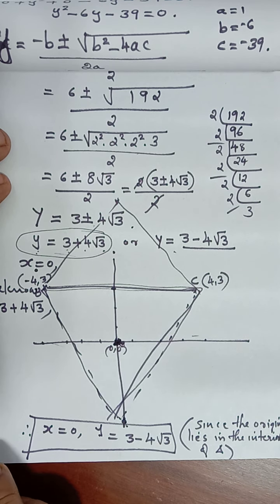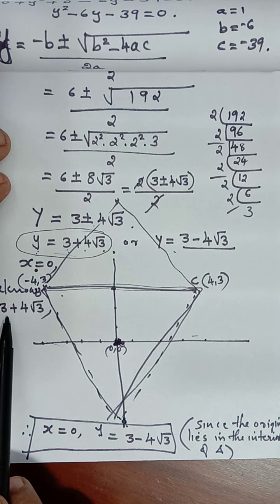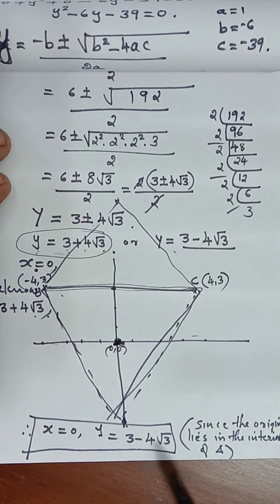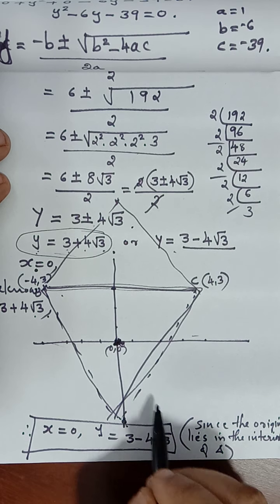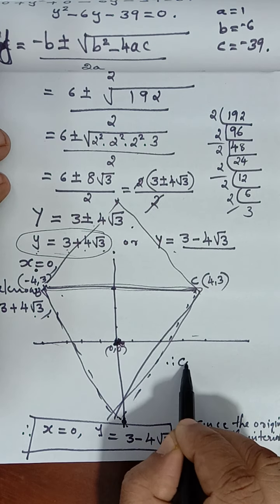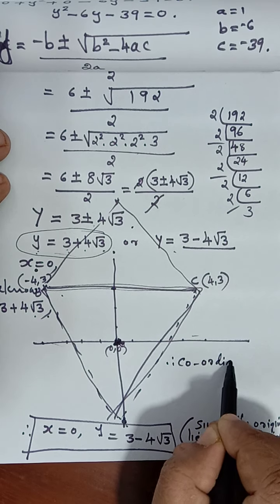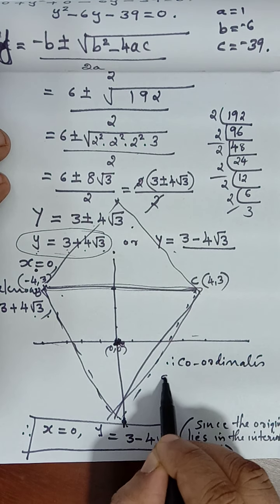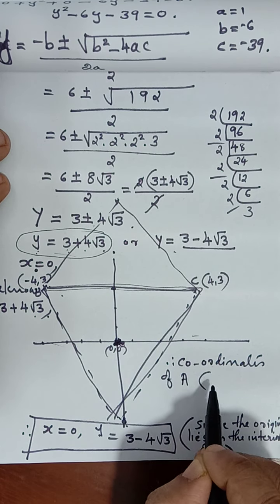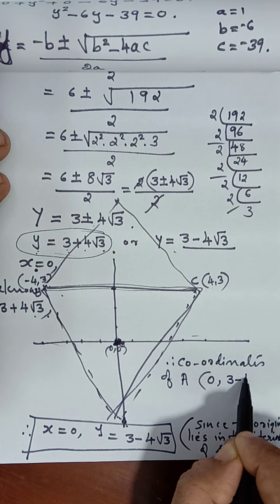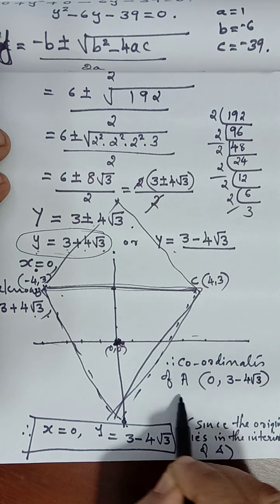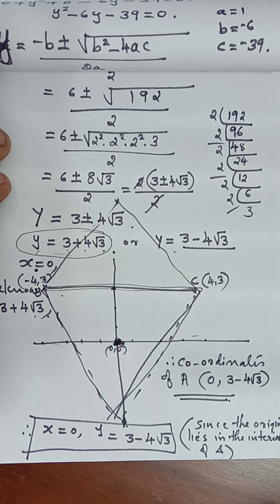So just write, but we know that y is not equal to 3 plus 4 root 3, y is equal to 3 minus 4 root 3. Therefore, the coordinates of A are 0, 3 minus 4 root 3. This is how we can answer. Hope you understood.